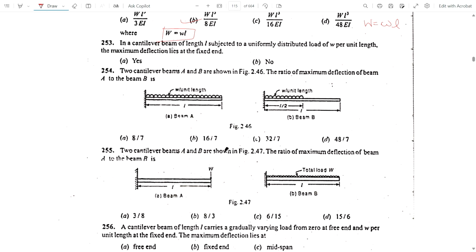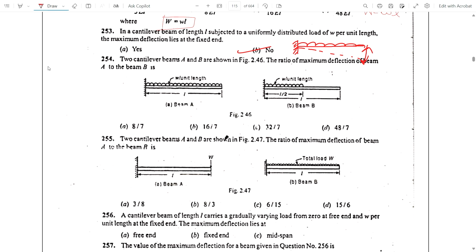Now coming to question number 253. In a cantilever beam of length L subjected to uniformly distributed load of w per unit length, the maximum deflection lies at the fixed end. In this question they ask about a cantilever beam of length L with uniformly distributed load per unit length. The maximum deflection will be at the free end, so this is false.